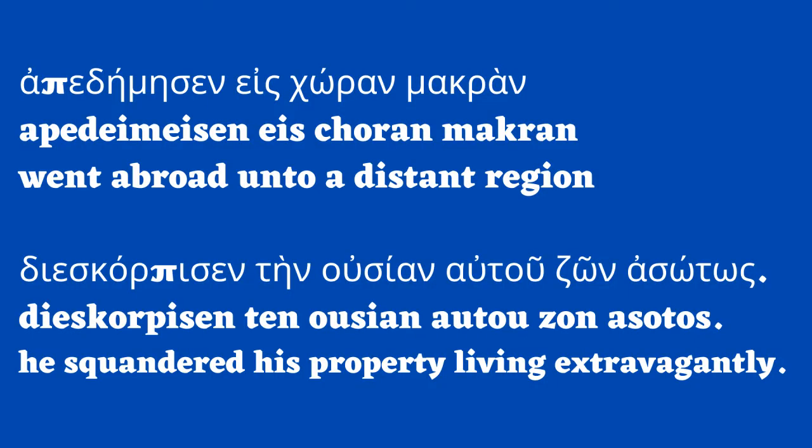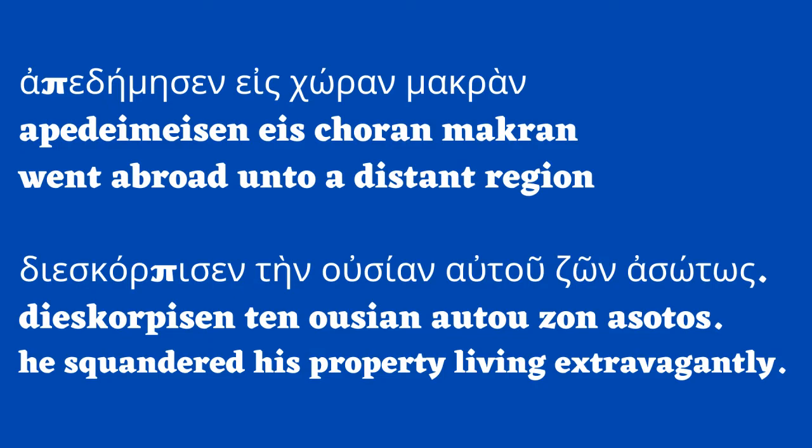Then we get to the last part of the verse where we're told that he squandered his wealth, he squandered his inheritance, his property, living extravagantly. Let's take a look. Diaskorpizen tēn ousian autou zōn asōtōs.